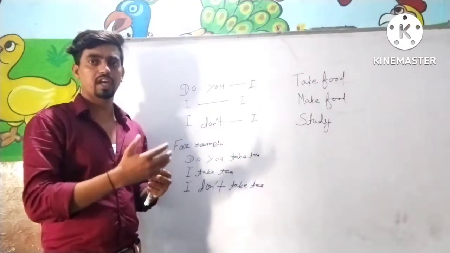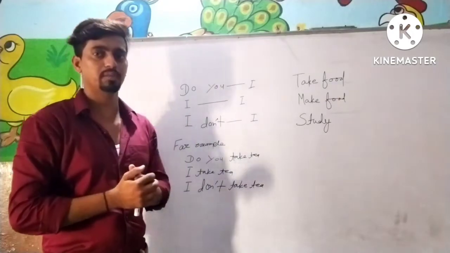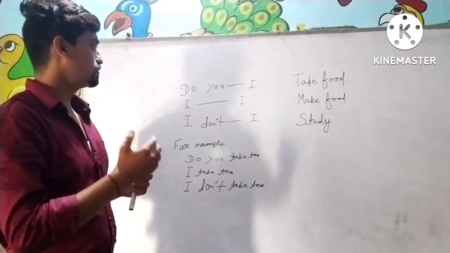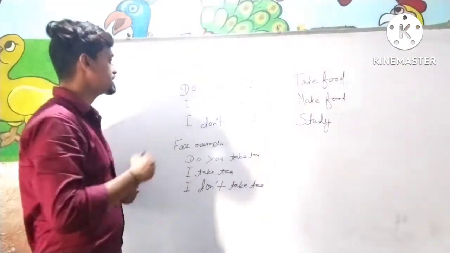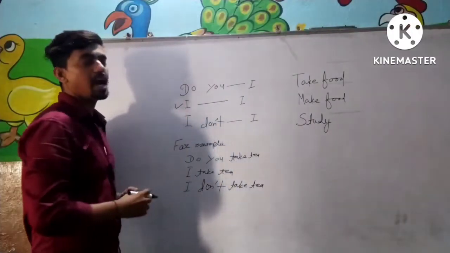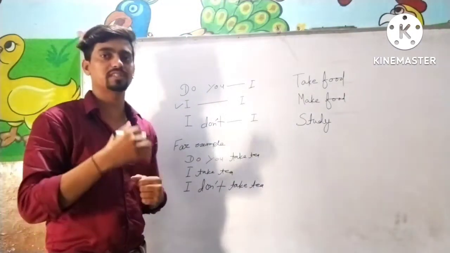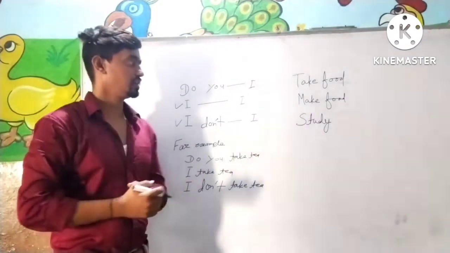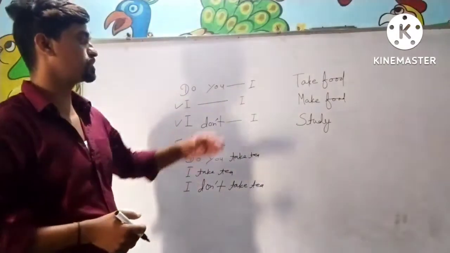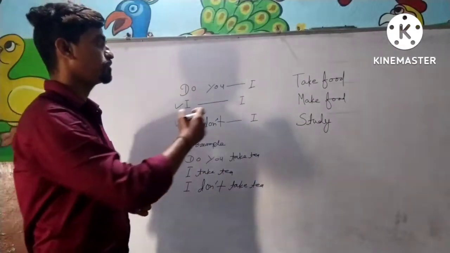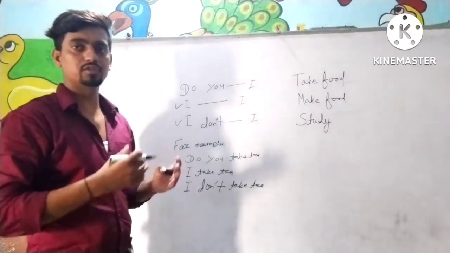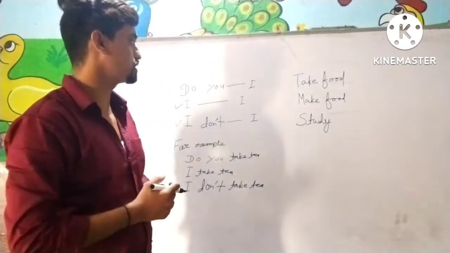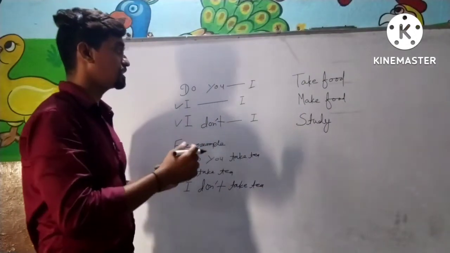Do you take food? If we are asking the question, then we will say, do you take food? And if we want to answer, then we will say, I take food. And if we want to refuse, then we will say, I don't take food. And like that, we will use the action make food, if we want to ask the question.